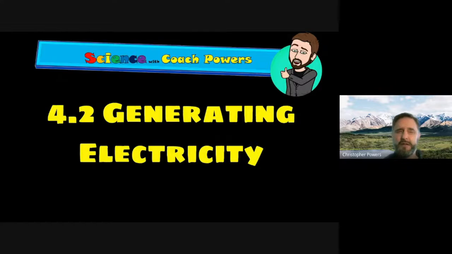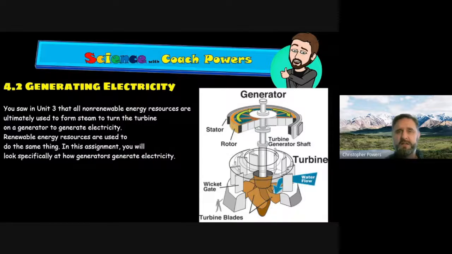4.2, generating electricity. So, how do we generate electricity? In Unit 3, you saw all non-renewable energy sources are ultimately used to form steam, to turn the turbine engine on a generator to generate electricity. Renewable energy resources are used to do the same thing. In this assignment, you will look at specifically how generators generate electricity.